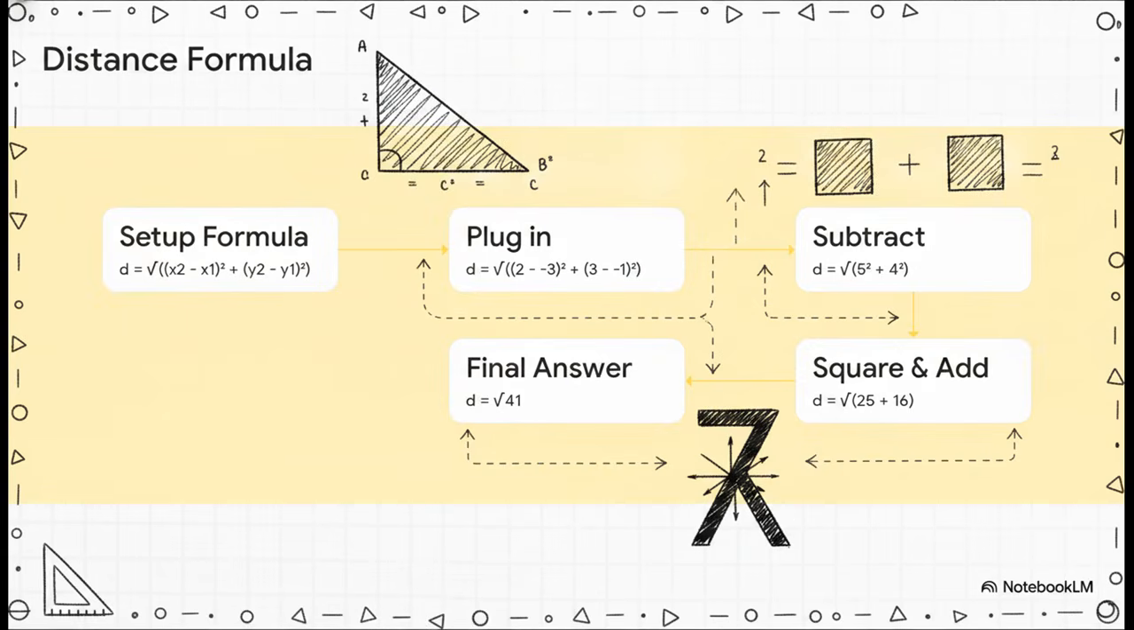Okay, let's see how you did. If you followed the steps correctly, you started with the distance formula, which we know is derived from the Pythagorean theorem. You plugged in your coordinates. Taking the x values, 2 minus -3 gives you a positive 5. For the y values, 3 minus -1 gives you a positive 4. You squared them to get 25 and 16, added them together, and arrived at the precise mathematical evidence of the square root of 41. If you got that exact radical, fantastic job. You're attending to precision just like practice 6 demands.